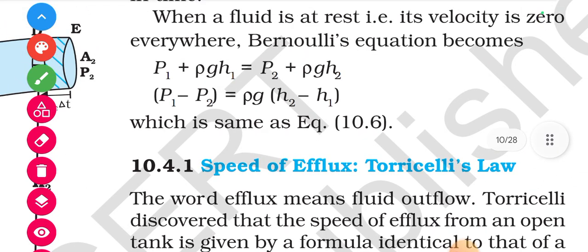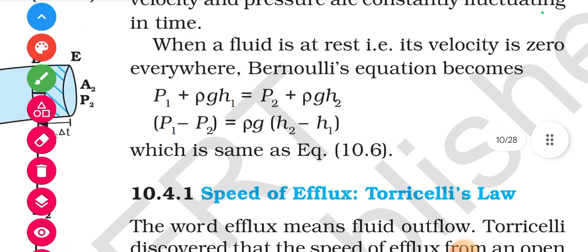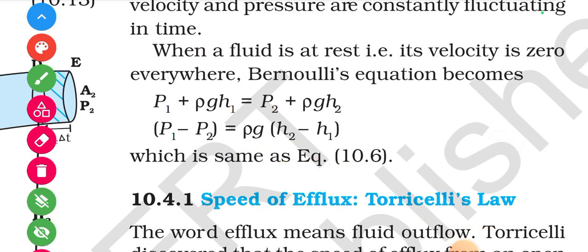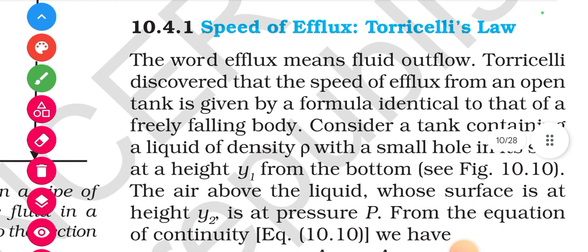When a fluid is at rest, the velocity is zero everywhere, and the Bernoulli equation becomes, this is also an important result. If it is at rest, velocity will be zero, so we only talk about pressure energy and potential energy per unit volume. So P1 plus rho g h1 is equal to P2 plus rho g h2. P1 minus P2 gives this much. Now we will talk about Torricelli's law in the next video.